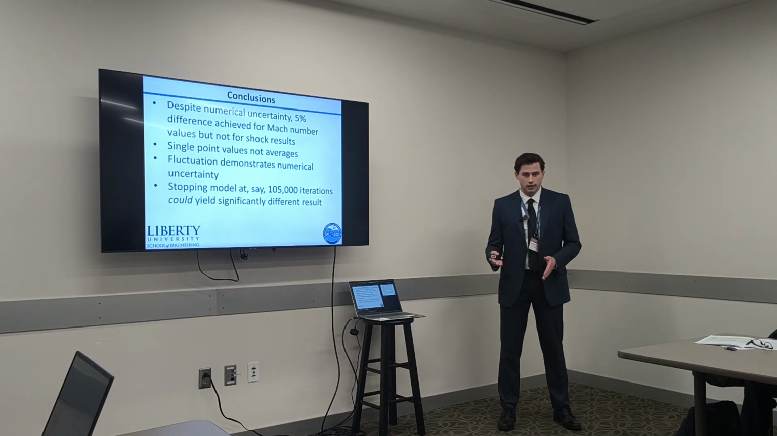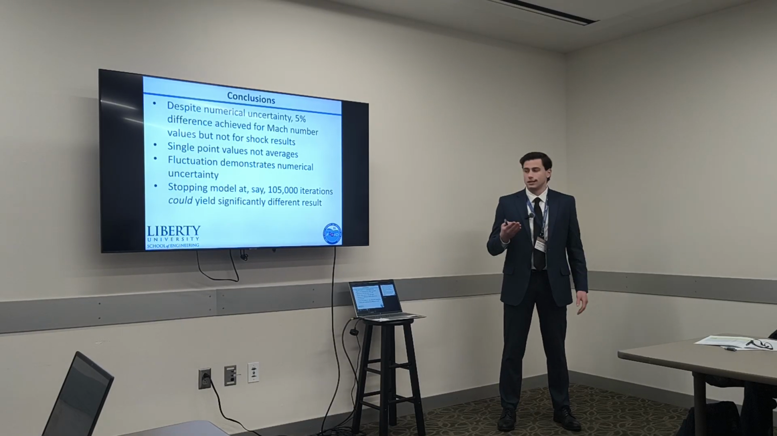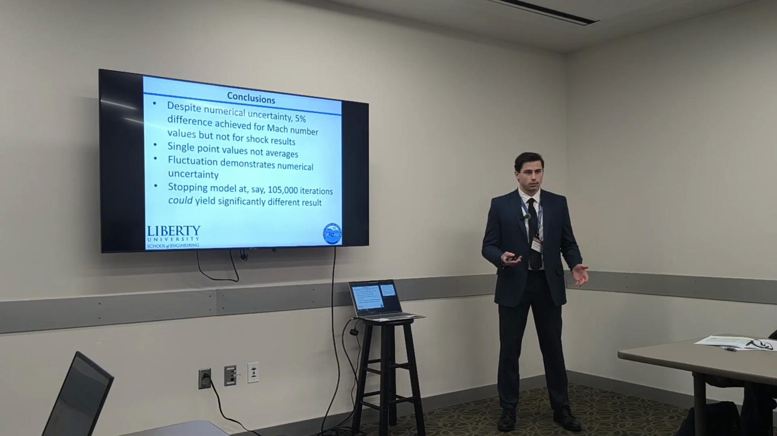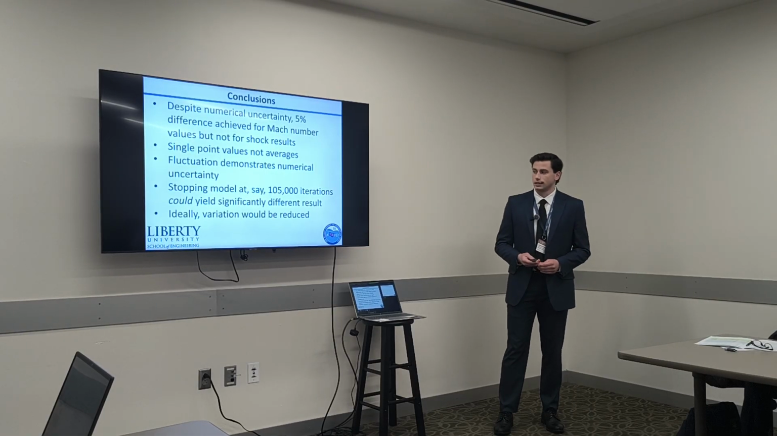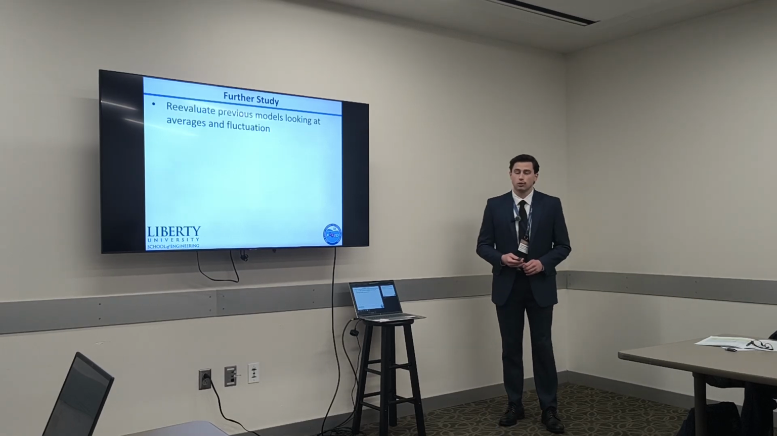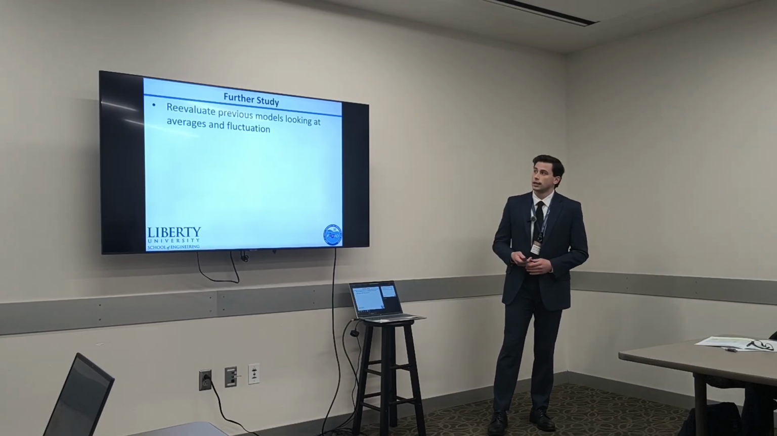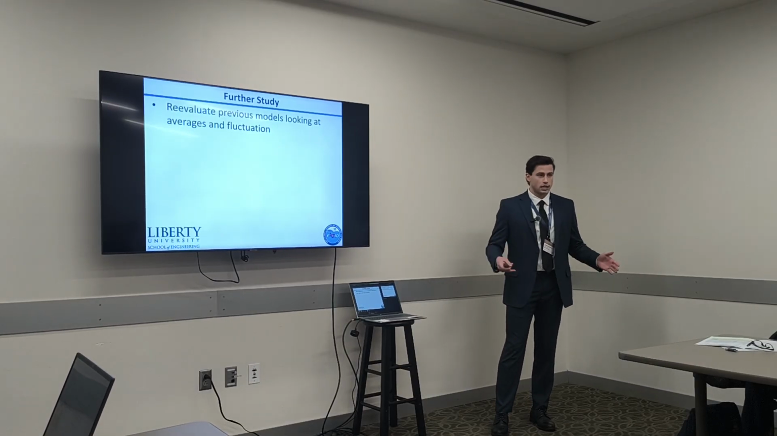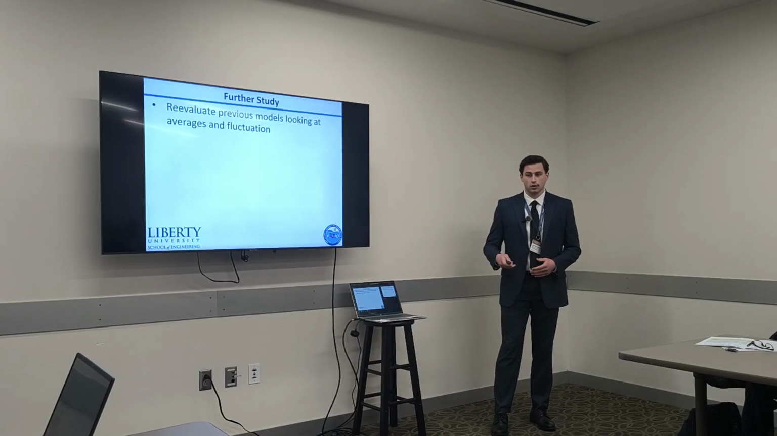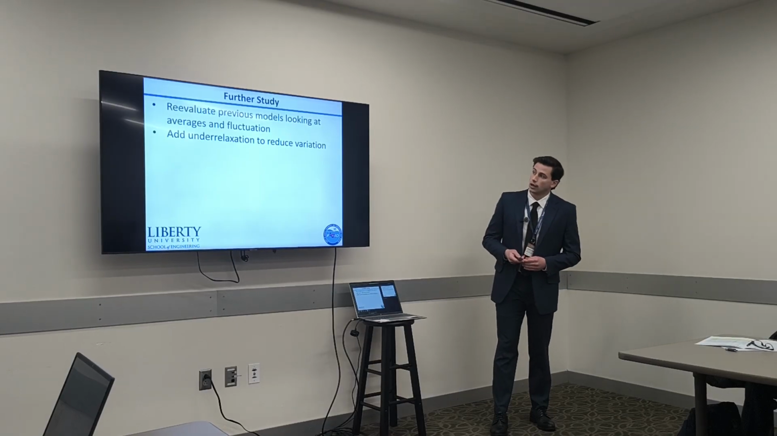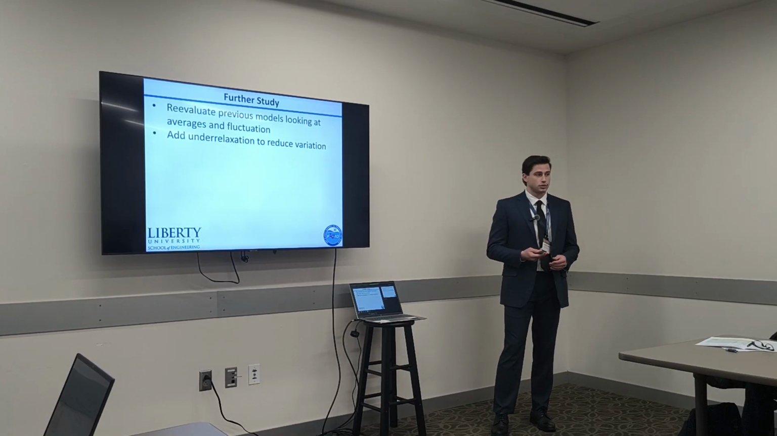If we stopped it at 105,000, it would probably yield a significantly different result, which is a problem. So ideally, we'd be able to reduce this variation. For further study, we would reevaluate the previous models that we tested, those 33 that we showed, and we would look at the averages and the fluctuation occurring in each individual model. We only tested that one model and saw the fluctuation throughout all the iterations. We would also add under-relaxation to try and mitigate that variation.